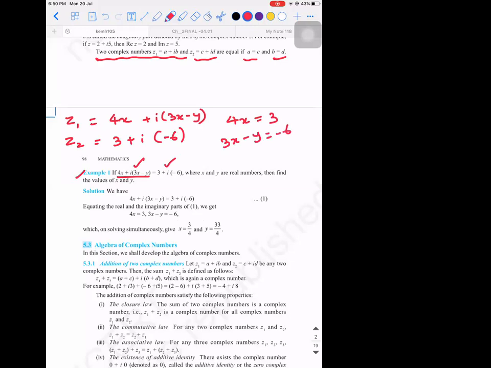So 4x is equal to 3, x is equal to 3 by 4. Once you get 3 by 4, 3 into 3 by 4 minus y is equal to minus 6. So 9 by 4 minus y is equal to minus 6. y is equal to 9 by 4 plus 6, that is 33 divided by 4. Sir, here 3x minus y is equal to b? Yes, 3x minus y is the imaginary part.